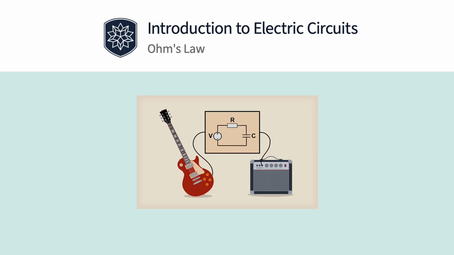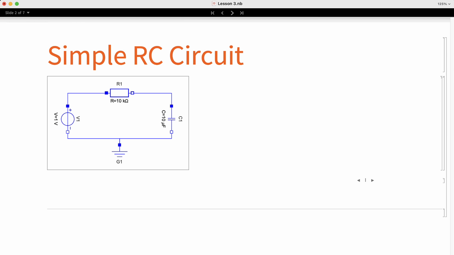In this lesson, we will explore Ohm's law, which is the most important principle in electrical engineering, and we will use it through this entire course. In the previous lesson, we learned that the RC circuit behaves as follows. When we start the simulation, the energy from the voltage source starts flowing through the resistor and accumulates in the capacitor. If the resistor value is small, the energy flows faster. If it is larger, the resistor opposes the flow of energy and the capacitor charges slower.